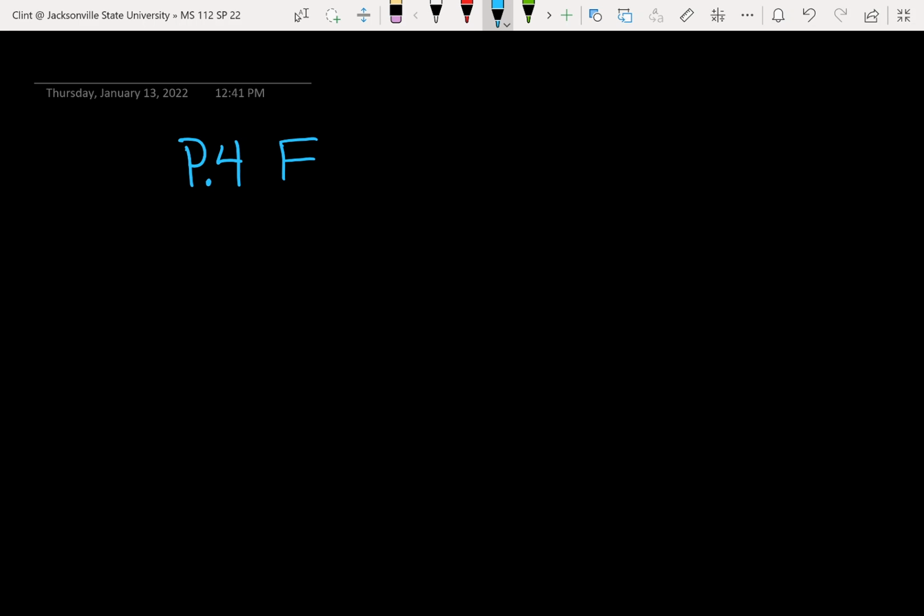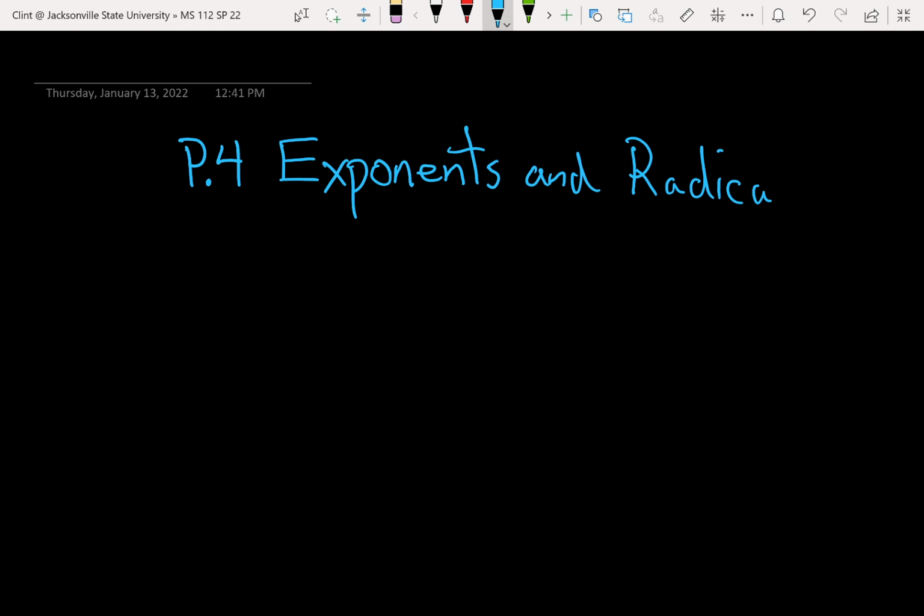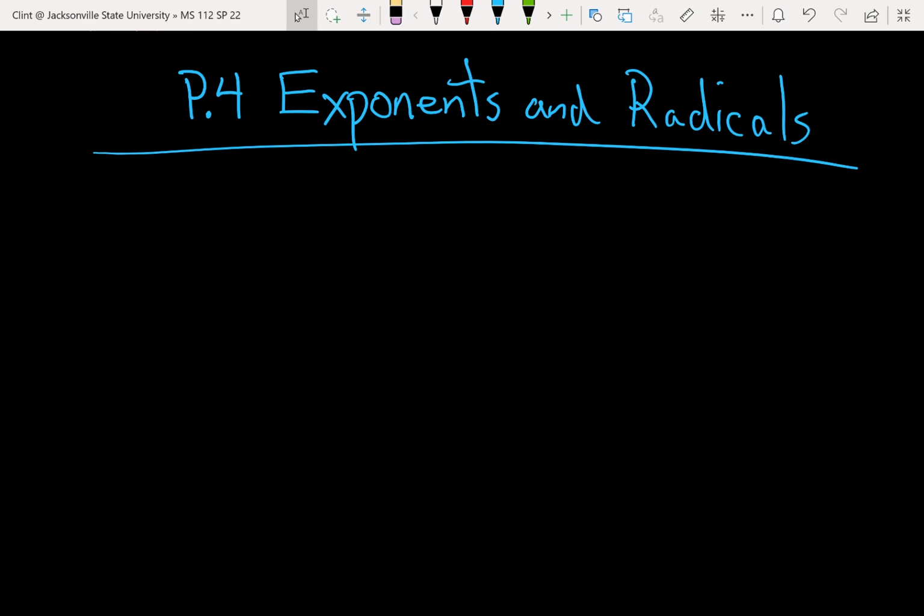So in this section, we want to deal with exponents and radicals. Not the whole section. We're just going to review some of the properties. So let's think about a few properties of the exponents here.